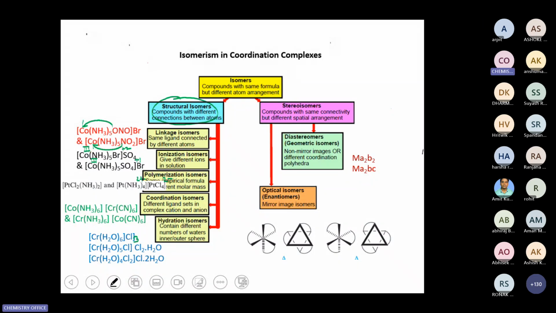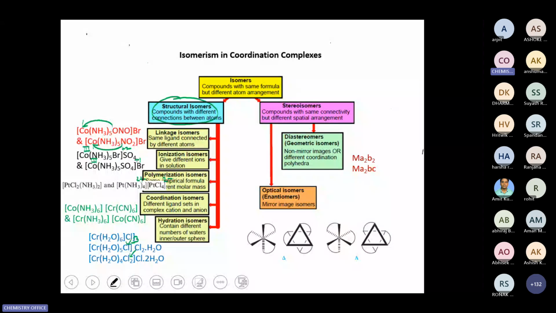In the second molecule, one chloride enters inside the coordination sphere. In the third molecule, again one more chloride ligand enters inside the coordination sphere. And in the same proportion, the number of water molecules goes outside the coordination sphere. So this is the hydration isomer.